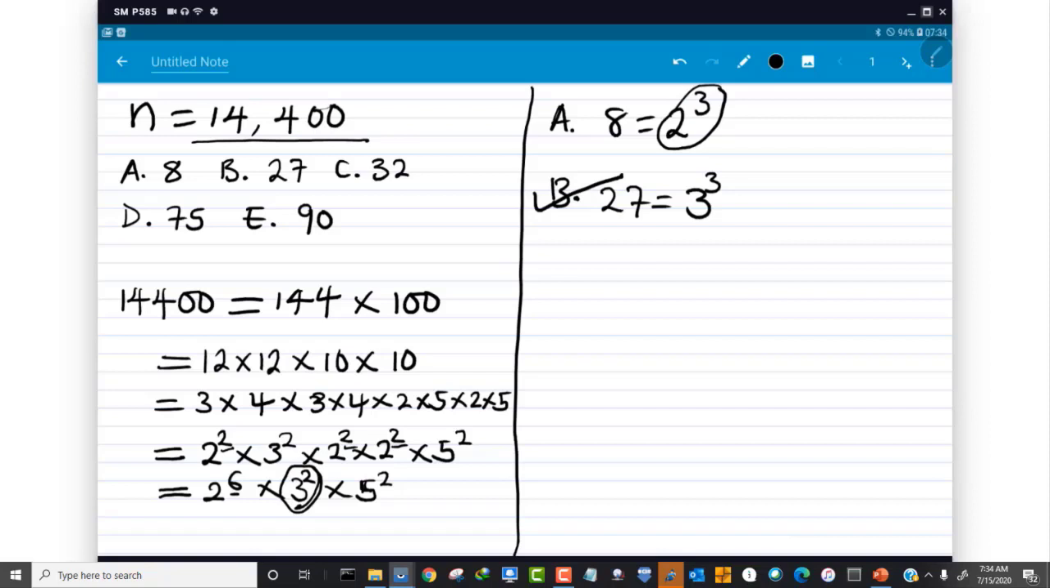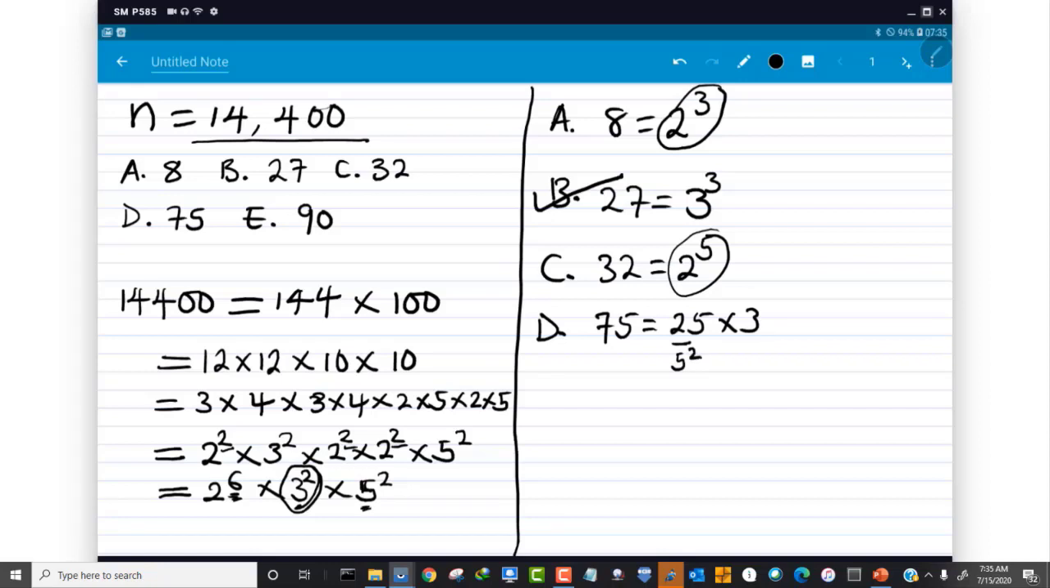So 27 is not a divisor, it's not a factor. We can check the rest. 32, that is 2 raised to power 5. We can find 2 raised to power 5 in 2 raised to power 6. So it's a factor. If we check D, which says 75, my 75 can be written as 25 times 3. You may not even express it in prime factorization. So 25 is 5 raised to power 2, which is here, and I can get 3 from here. So definitely it's a factor.